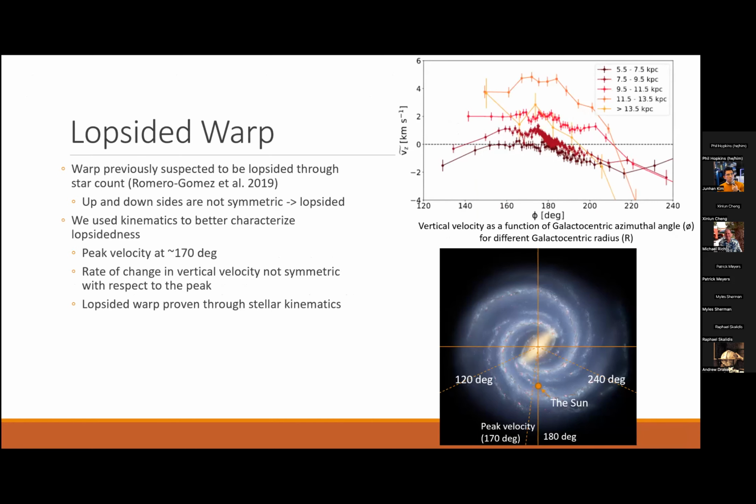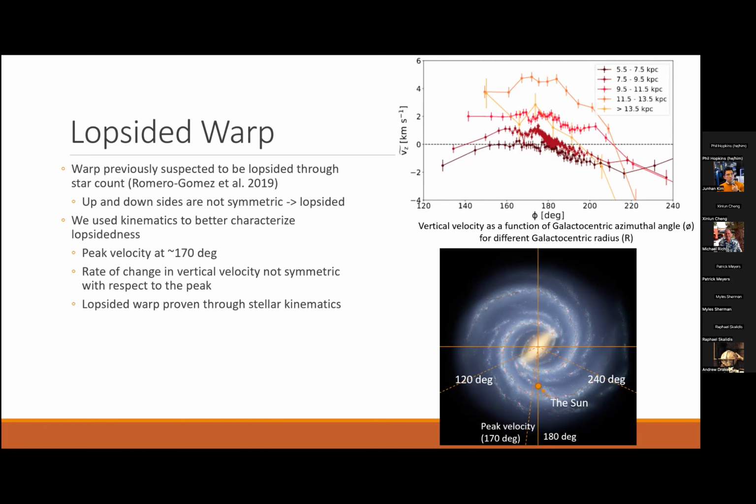Another phenomenon that was previously discovered for the Milky Way warp is what is known as the lopsided warp. It was first discovered through star counts, where they measured the up and the down side of the warp and found that they are not symmetric, so they gave it the name lopsided. We decided it might be better to characterize this with stellar kinematics.